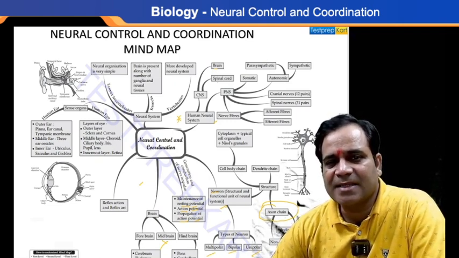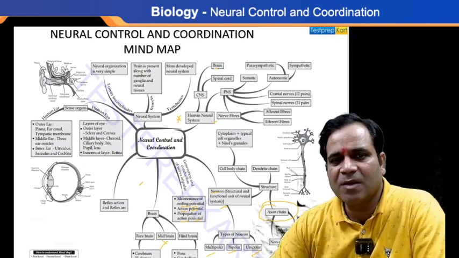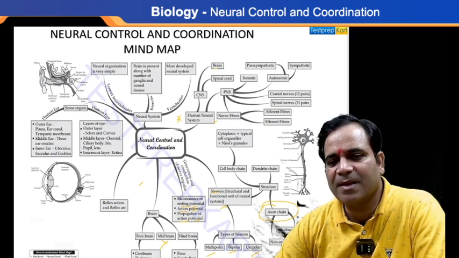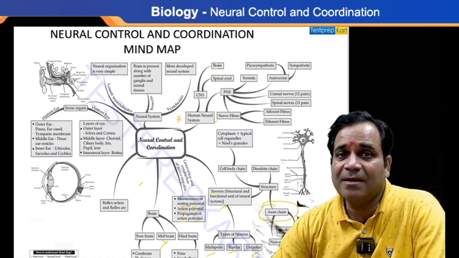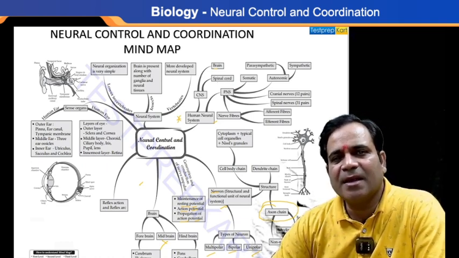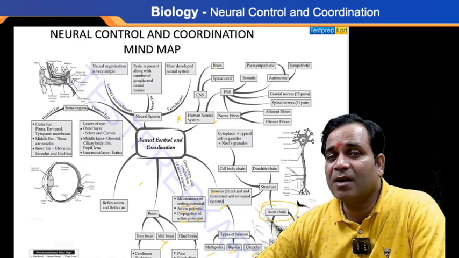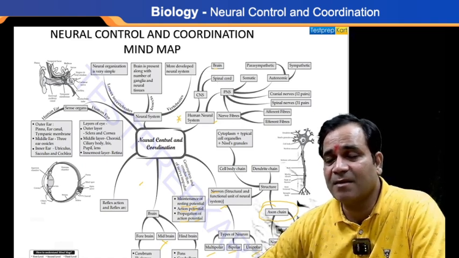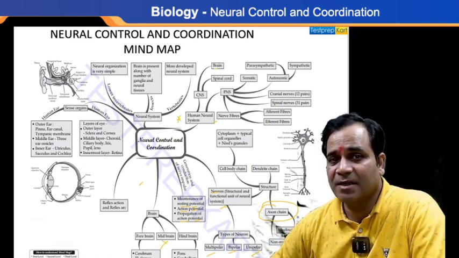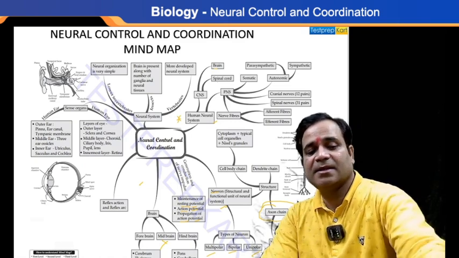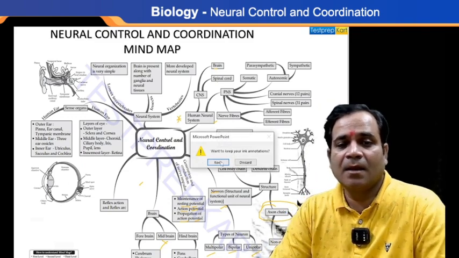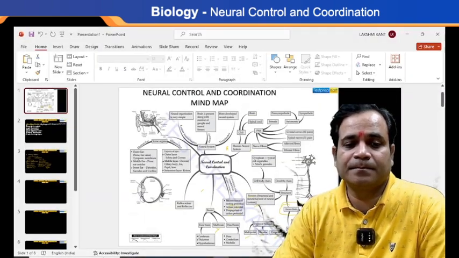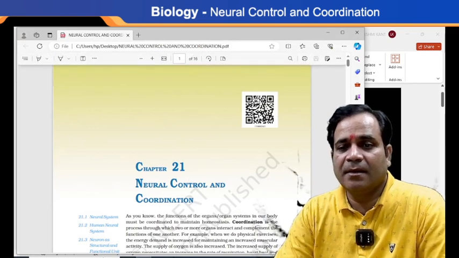The first thing that is important to understand is from NCERT also. Hopefully this mind map is clear. What is given in the mind map is so simple. Now, according to NCERT, my dear, this neural control and coordination is very important from the point of view of examination. Getting my point? Let's see how I'm saying this. Let's check, my dear.